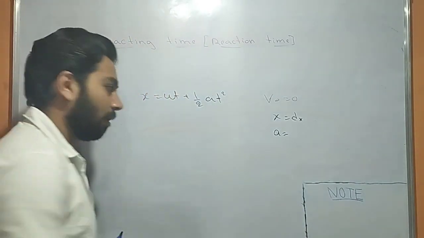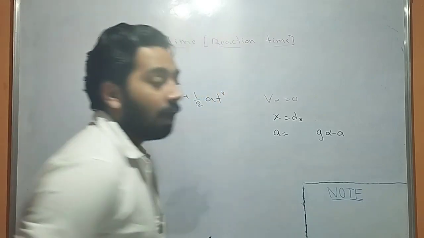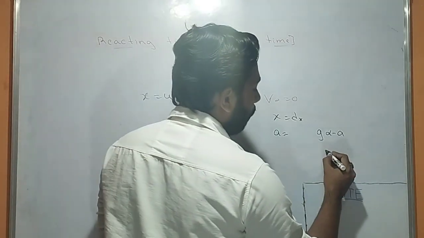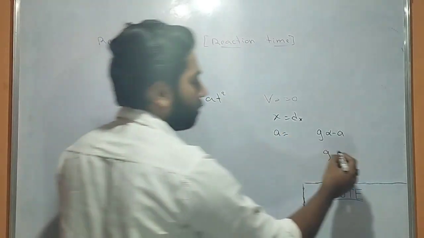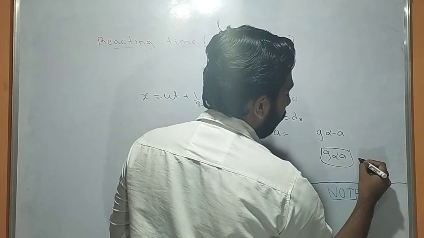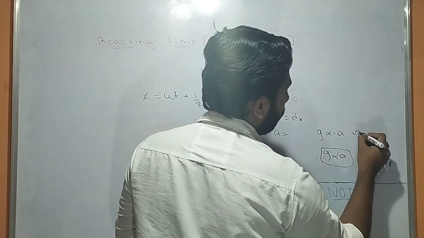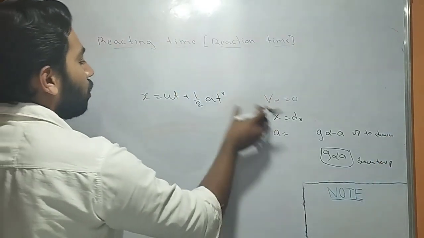What is meant by acceleration? Acceleration means gravitation is directly proportional to negative of acceleration. If it is moving from top to bottom, it is positive. If it is moving from down to up, it is negative. Okay, students, very easy. Now just substitute these values in this.